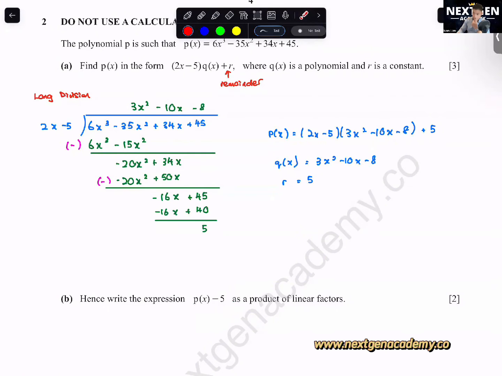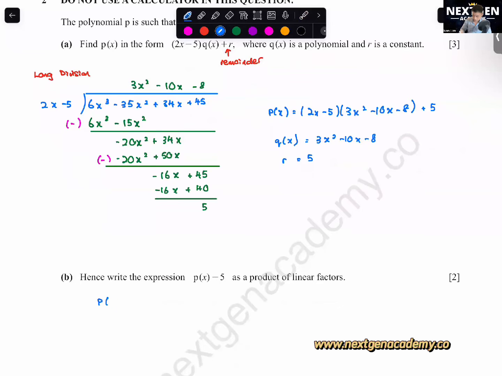Just now we got this p(x), but now we don't want this plus 5 because we want to minus 5. So the expression that we are trying to write as a product of linear factors is the one without the plus 5. So do it like that: 2x minus 5, 3x squared minus 10x minus 8.